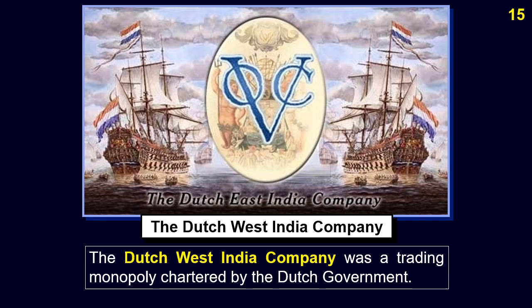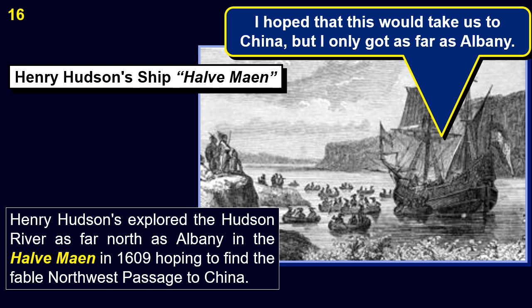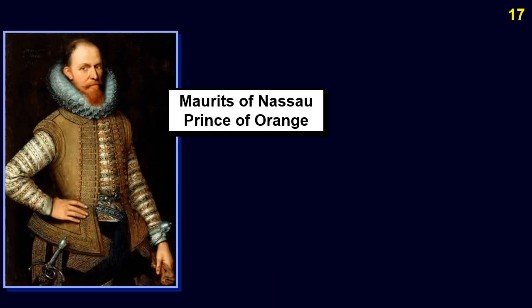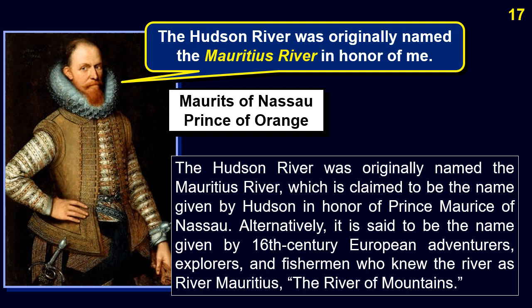Henry Hudson explored the Hudson River as far north as Albany in the Halve Maene in 1609, hoping to find the fabled Northwest Passage to China. The Hudson River was originally named the Mauritius River, which is claimed to be the name given by Hudson in honor of Prince Maurice of Nassau.